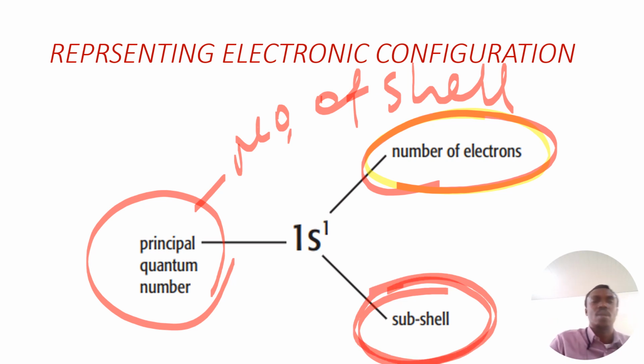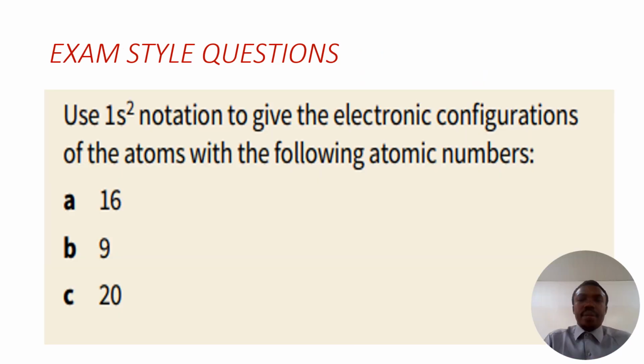So these are questions for us to attempt. This is a typical example of an exam style question. We want to use the 1s2 notation to give the electronic configuration of the atoms with the following atomic numbers. Based on our work on the Aufbau principle, the building principle, following the order, we write the electronic configuration of an element with atomic number 16.